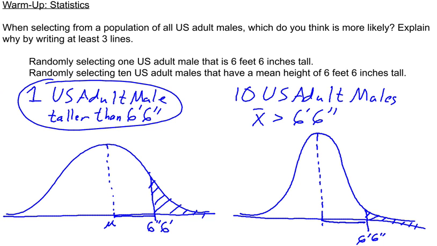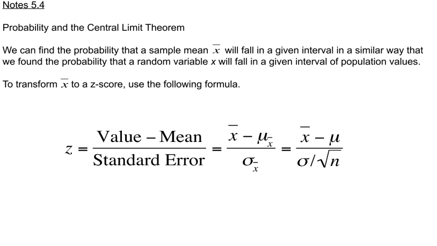Going on to the next slide, this formula should look fairly familiar. We are now connecting probability with the central limit theorem that we looked at in the last notes. We can find the probability that a sample mean, with notation X bar, will fall in a given interval in a similar way that we found the probability that a random variable X will fall in a given interval of population values. To transform the sample mean, X bar, to a z-score, we use the following formula.